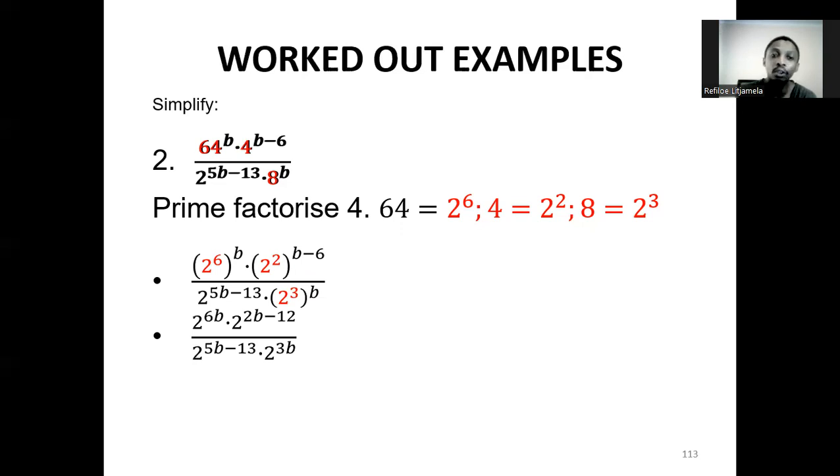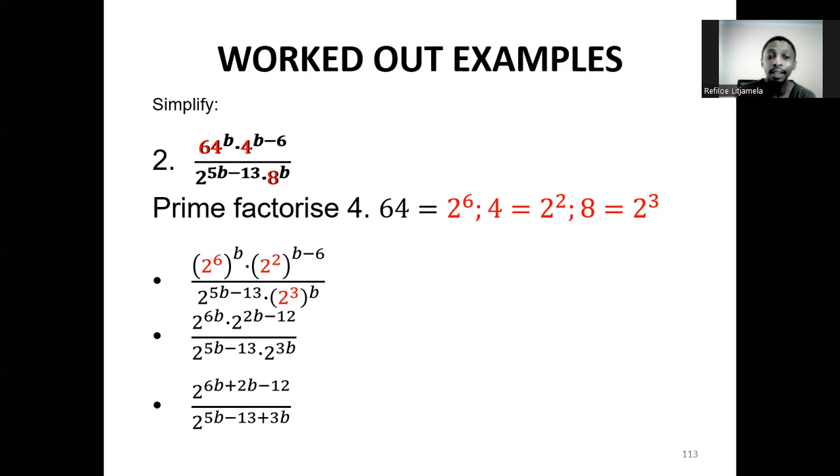In the numerator, you've got 2 bases. In the denominator, you also have 2 bases. So what you need to do is to represent it as a single base and just add the exponents. So in the numerator, you'll have 6b plus 2b minus 12. In the denominator, you'll have 5b minus 13 plus 3b.